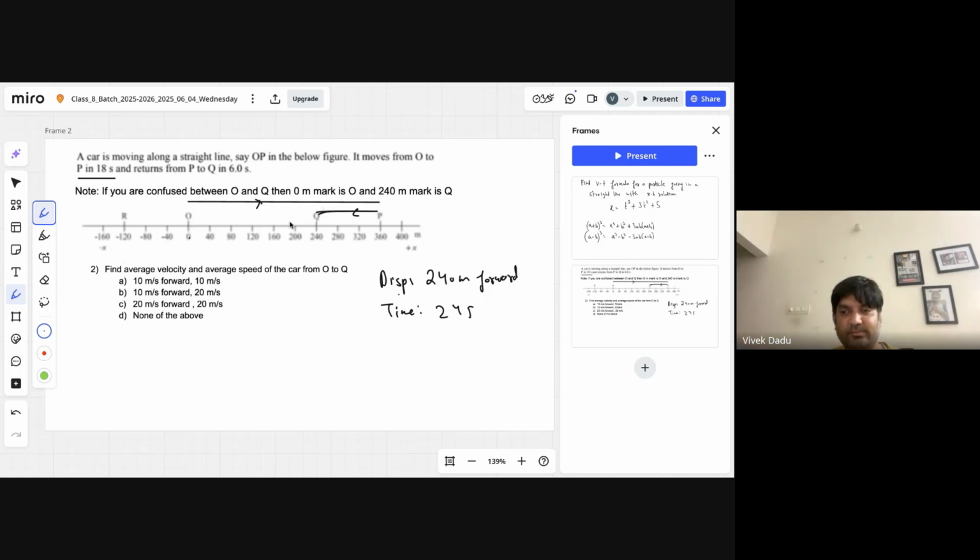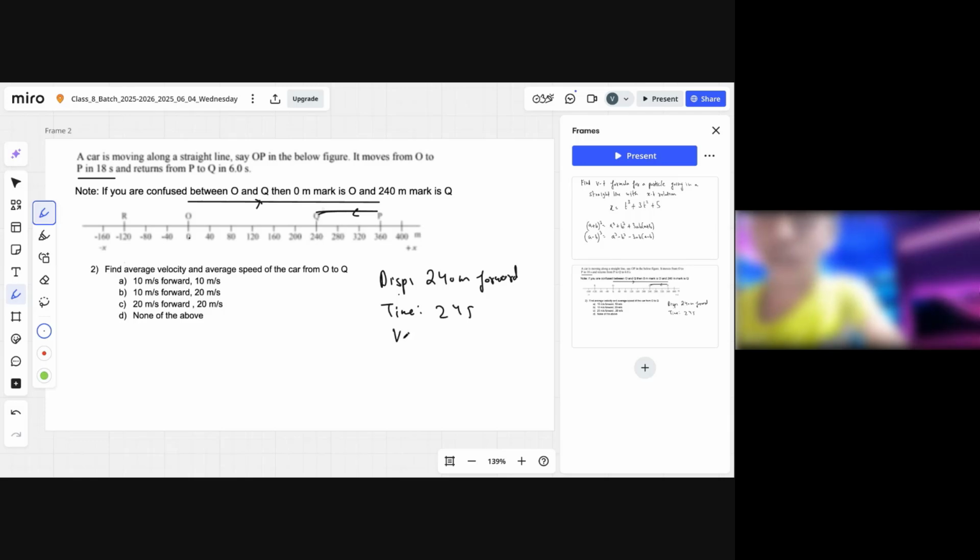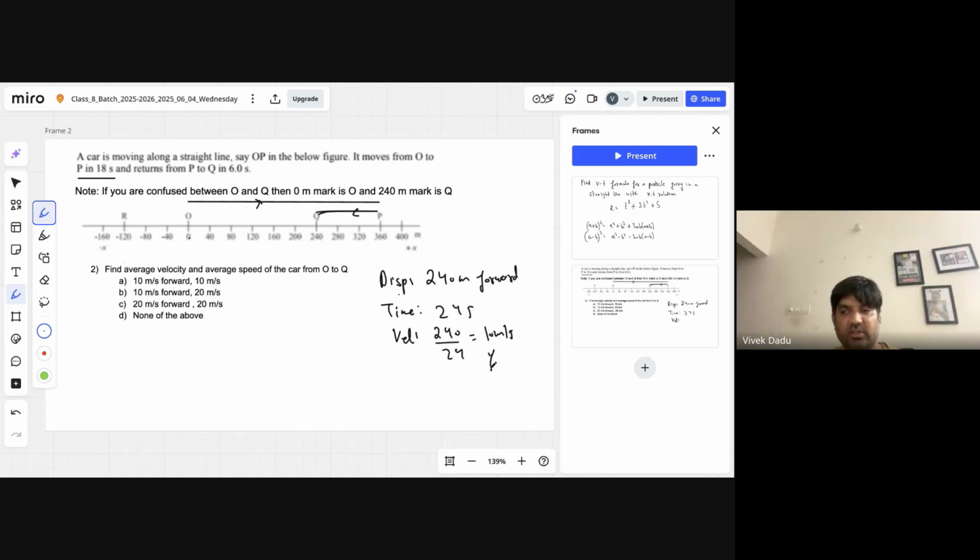Sir, I just calculated how much time he would take to cover 240 meters, and then I used it as the 10 meter per second forward, Rudransh. Time won't get subtracted. It won't become 18 minus 6. Unfortunately or fortunately, I don't know. Very fortunately, sir.